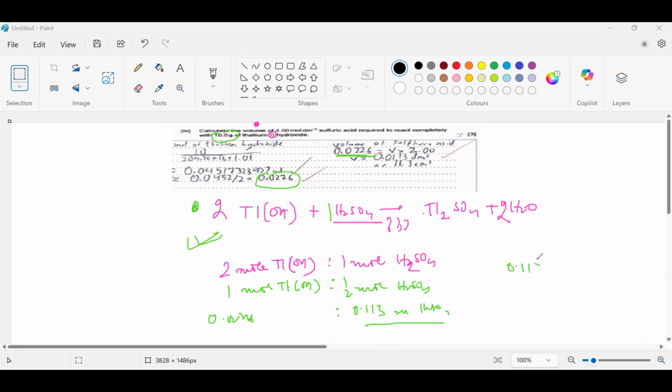Then what you do? You take the number of moles of H2SO4 equal to C into V, right? 0.0113 is equal to the concentration given, 2 mole per decimeter cubed, into V. So you divide this by this, right? Just give me 1 minute.